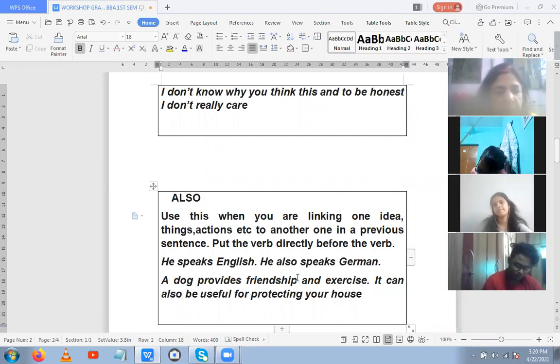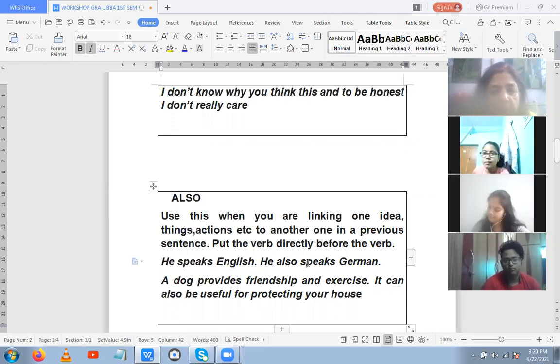He speaks English. He also speaks German. "Speaks" is a verb, so "also" is placed before the verb. A dog provides friendship and exercise. It can also be useful for protecting your house. "Be" is the verb and "also" is put before the verb. So, he speaks English. He also speaks German.